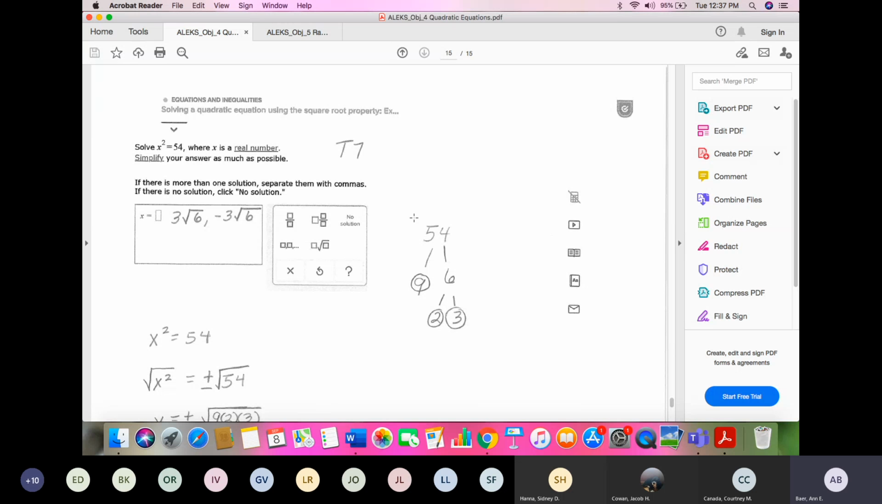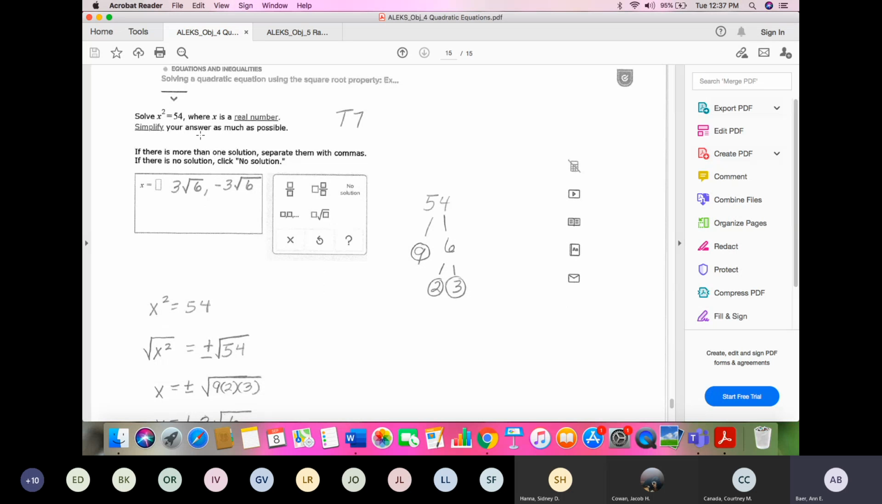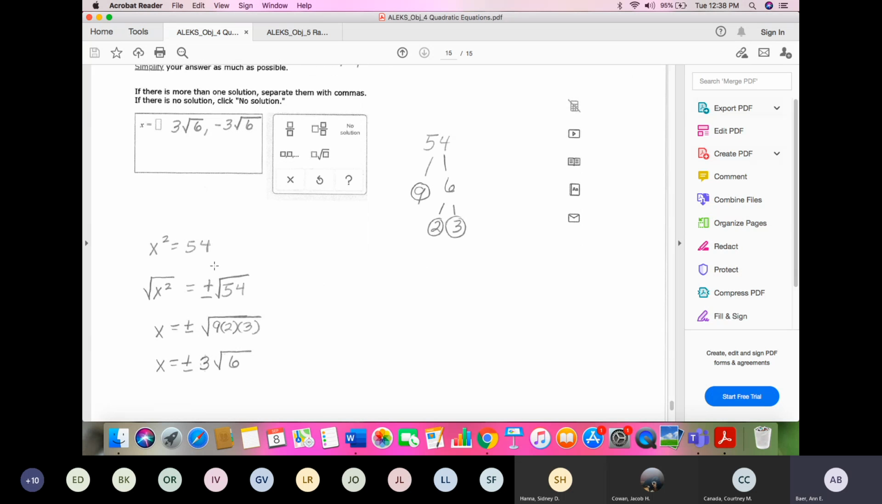So let's look at this particular question. Solve x squared equals 54, where x is a real number. Now, this doesn't have a negative sign in front of it, so we know we can likely solve this one, okay? It has no negative in front. It's just x squared equals 54. So I copied it down.